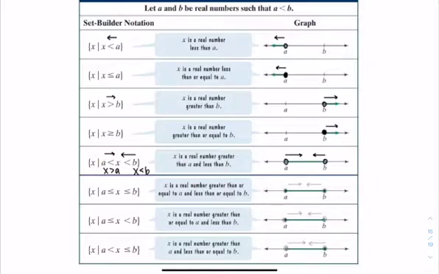So the set of all x such that A is less than or equal to x and less than or equal to B means that we have closed circles on A and B, and then we shade in between. For A is less than or equal to x, which is less than B, I'm going to have a closed dot on A, but an open circle on B. And for the last one, A is less than x, which is less than or equal to B. Now A has that open circle and B has a closed circle.